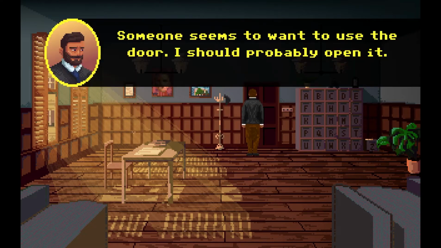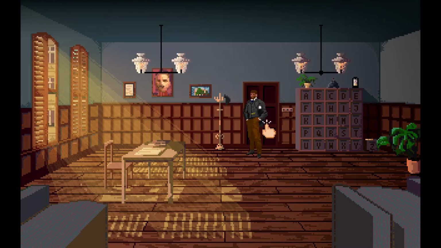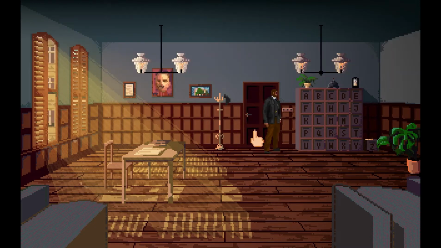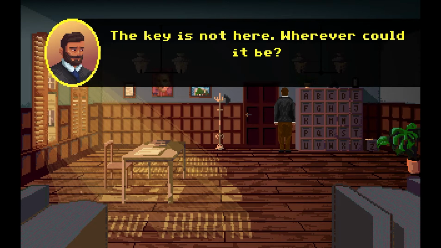Someone seems to want to use the door. I should probably open it. I locked the door so that I could work undisturbed. Is there a key? The key is not here! Wherever could it be?